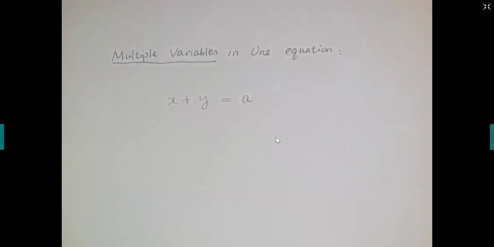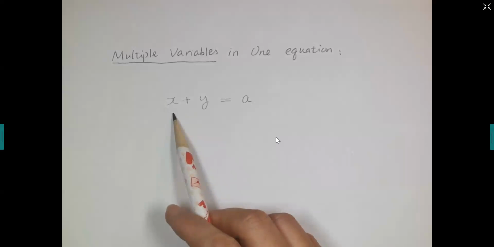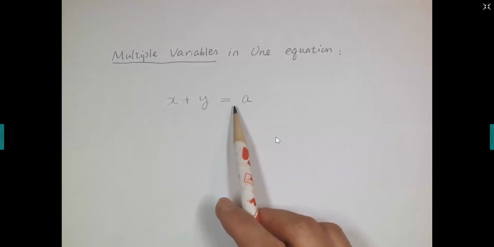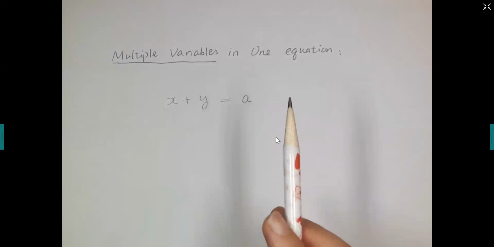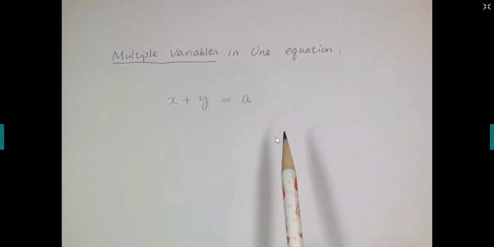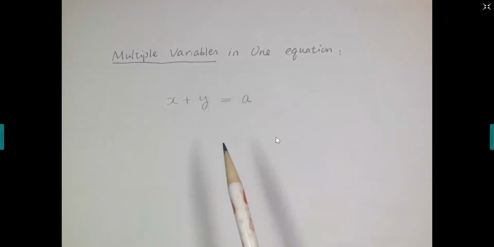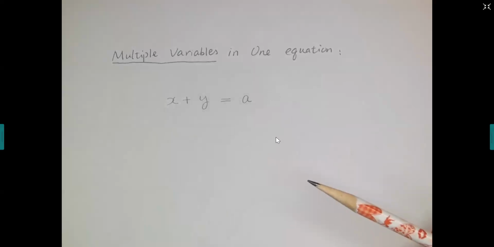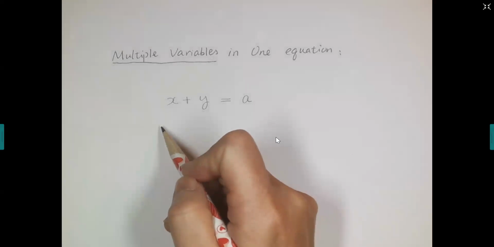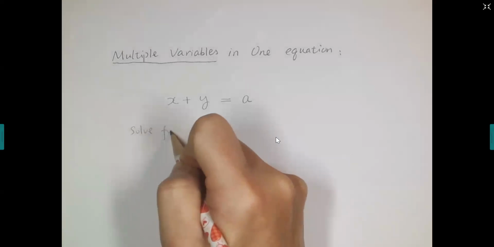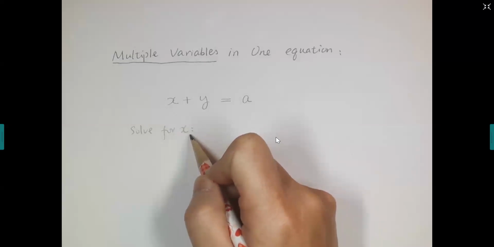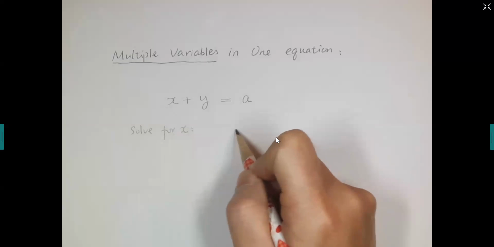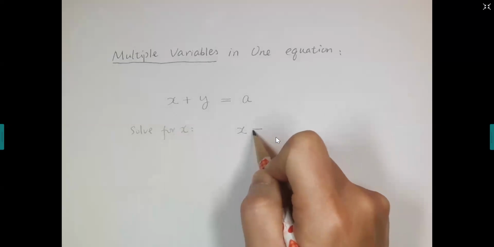How many variables are there? I see x, I see y, I see the letter a. So depending on what the problem is asking for, in other words, which one is the unknown, I will decide what to do with it. For example, if I'm asked to solve for x, then I know x is the unknown I'm looking for. So I want to get x alone on the left side.